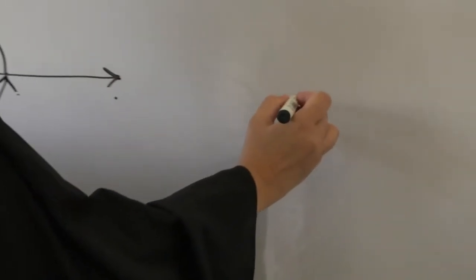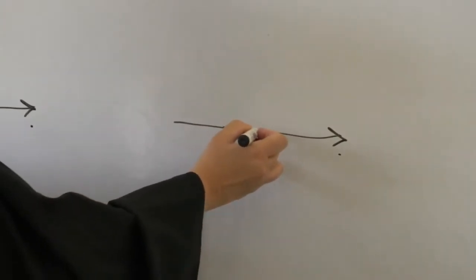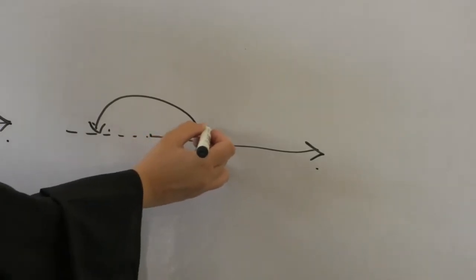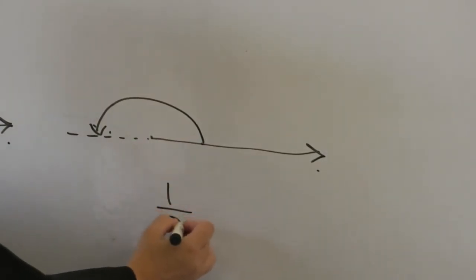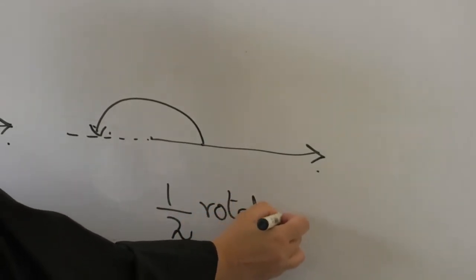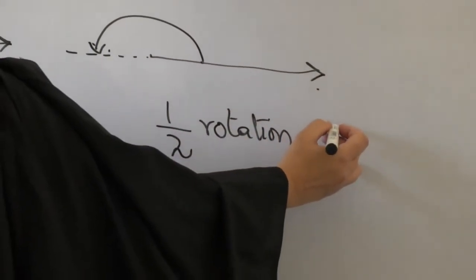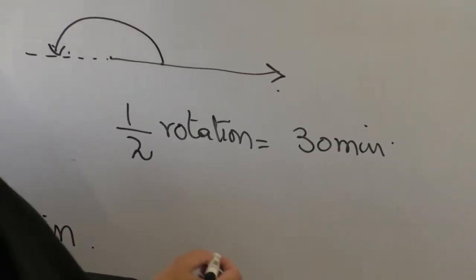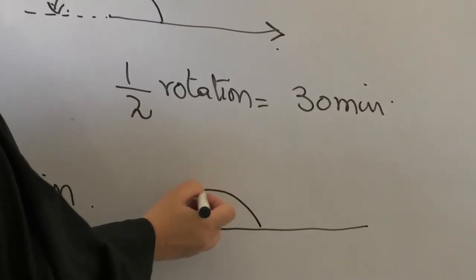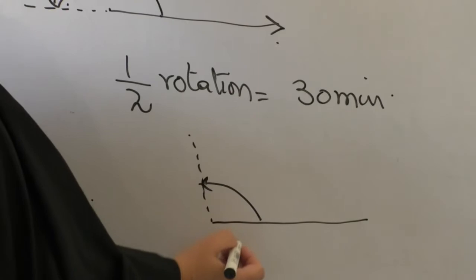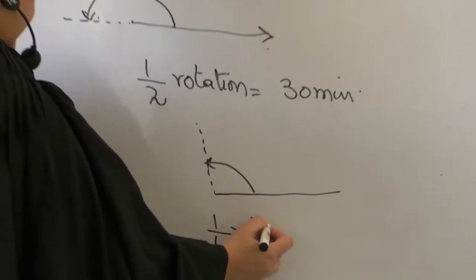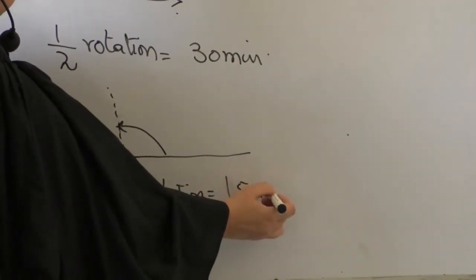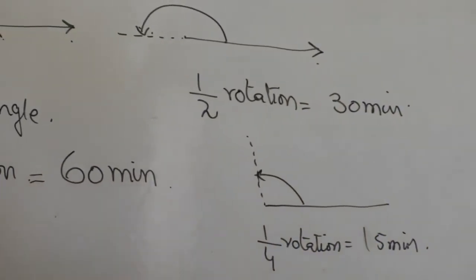Second one is when we have half. So here in this one half rotation means 30 minutes, and similarly if we have one-fourth rotation, it will be 15 minutes. One is complete rotation, one rotation.